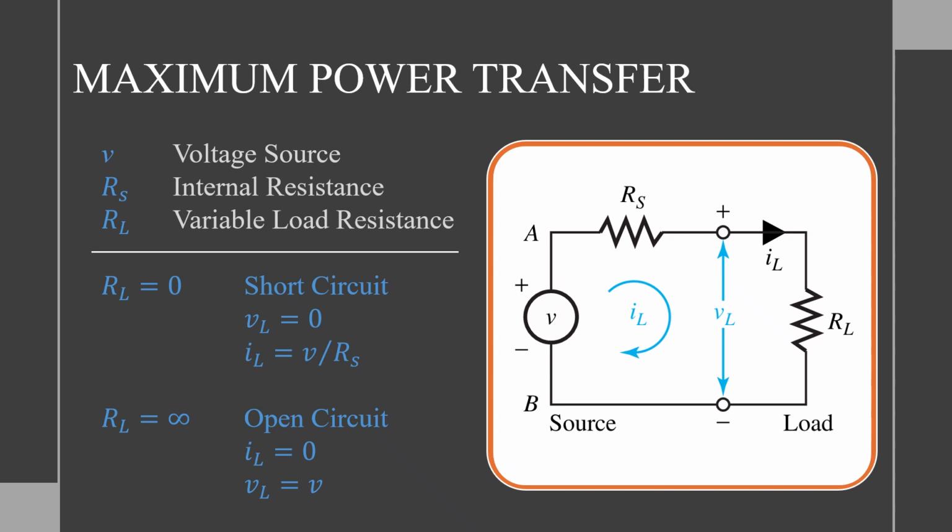When the variable load resistance is zero, it is called a short circuit, in which case the load voltage becomes zero and the load current is equal to the voltage divided by the internal resistance. When the variable load resistance approaches infinity, it is called an open circuit, in which case the load current becomes zero and the load voltage is equal to V.